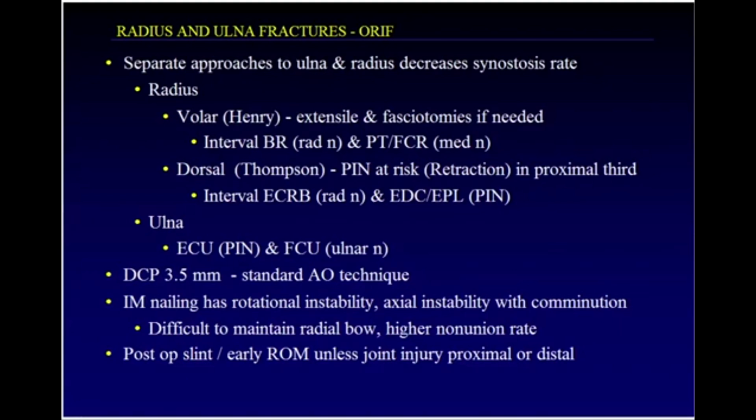What about intramedullary nailing? That has been looked at, and really is no longer advocated because you cannot get adequate rotational stability, you cannot get adequate axial stability, and it's very difficult to maintain the radial bow. And again, the most important determinant of long-term functional outcome in forearm fractures is to anatomically restore the radial bow. Postoperatively, you treat them with a splint and early range of motion exercises unless you have significant proximal or distal joint injury to the elbow or the wrist, respectively.